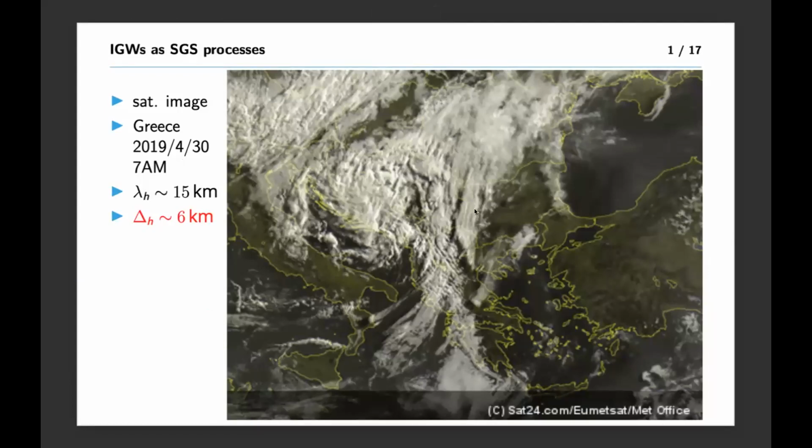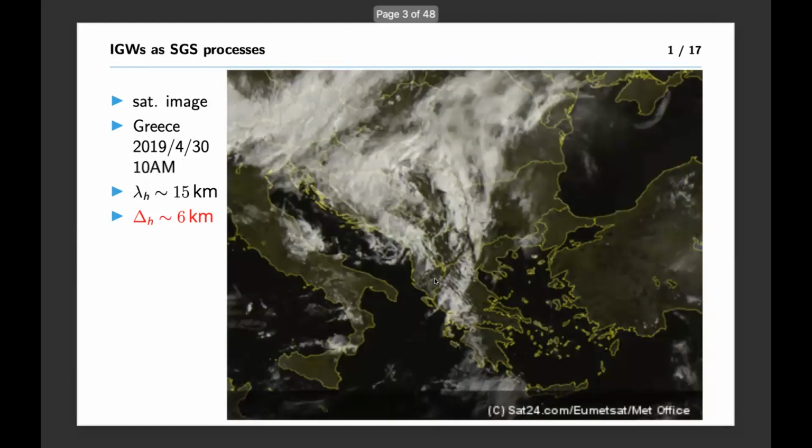But to get you into the mood for the atmosphere, I have a picture of clouds. All right. So I would like you to look at this region over central Greece. There's a mountain range here, which is called the Pindos mountain range. And this image is from Easter 2019. There was a wind blowing from the southwest over the mountain range, generating so-called V waves or orographic gravity waves. And you can see these phase lines in the clouds.